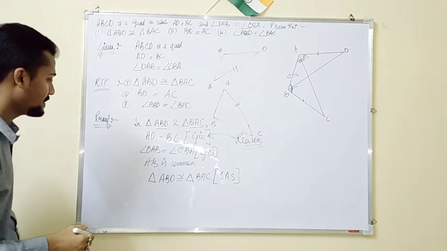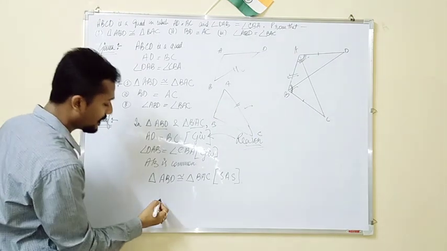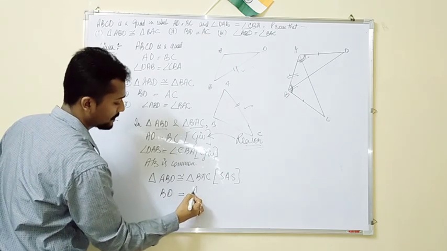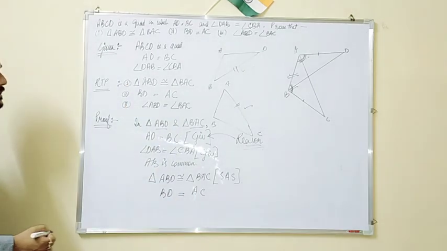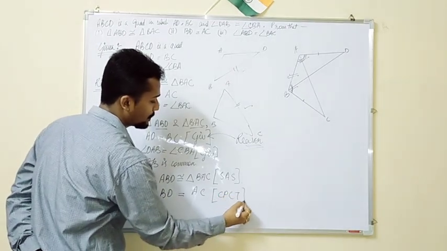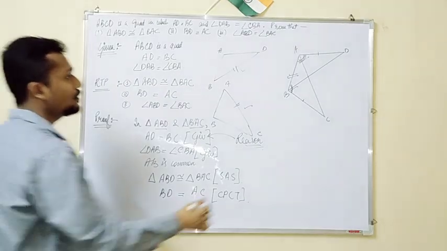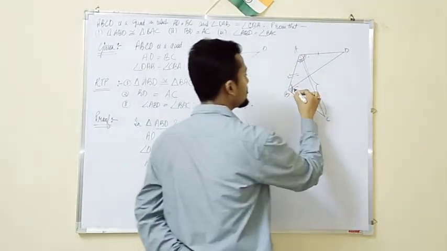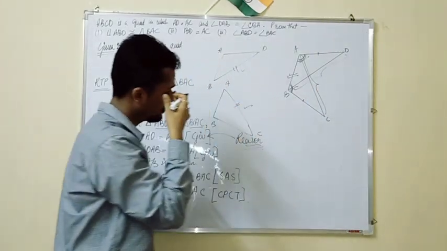by CPCT. Yes. Say that BD is equal to AC. BD is equal to AC by CPCT. Corresponding part of congruent triangle. Yes or no? That means this particular side and this particular side both are equal.